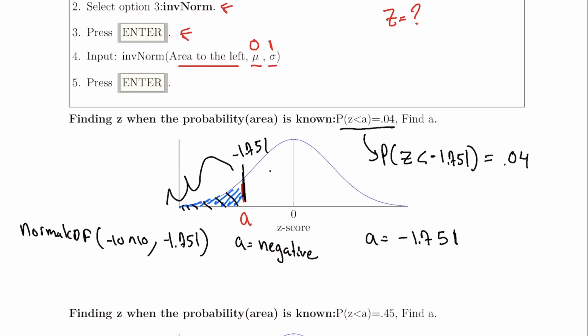So for my lower bound, if I do normalcdf of negative 10 to the 10th power, comma, negative 1.751, it should give me 4% or something pretty close to 4%. So let's see if that's true.